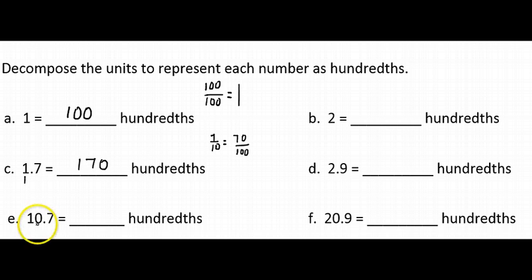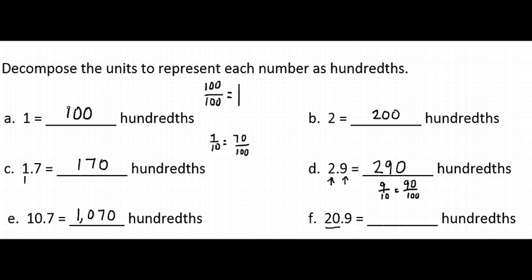And if I have 10 whole numbers, then that would be equal to 1,000 hundredths. And if I combine that with my 70 hundredths for my 7/10, I would have a total of 1,070 hundredths. In the last section, I have 2 whole numbers. That would be equal to 200 hundredths. And if I have 2 whole numbers and 9/10, that would be equal to 290 hundredths, because 9/10 is the same as 90 hundredths.